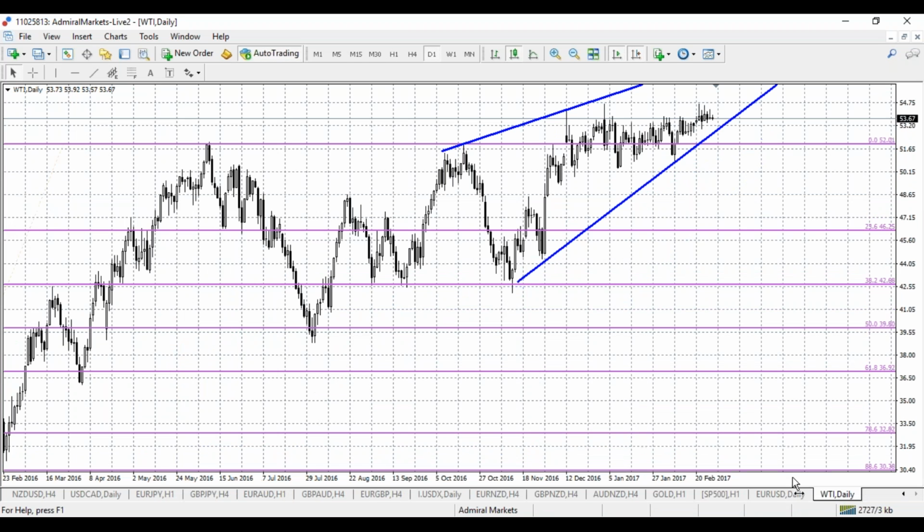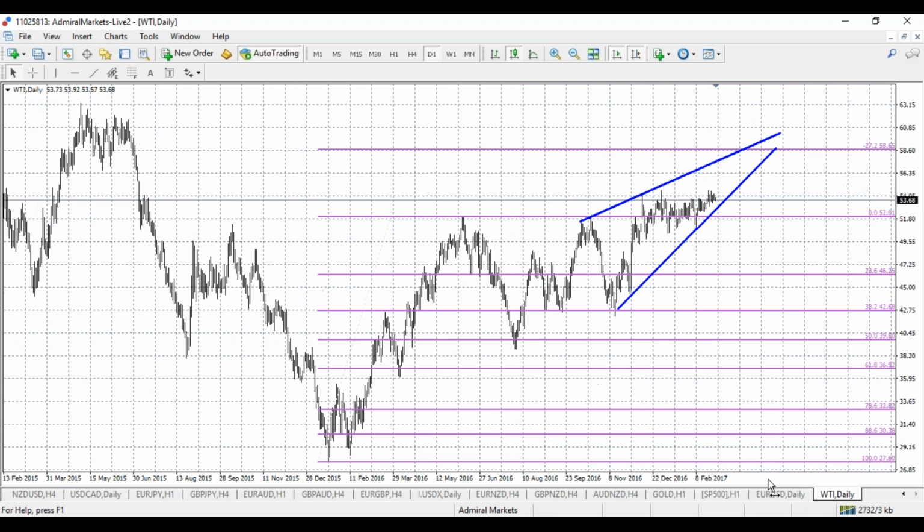Oil is still in this rising wedge kind of formation. But it could still maybe push up to the target, but it has a long road to go. As long as it stays in this pattern, it could do that. It could keep riding this pattern.